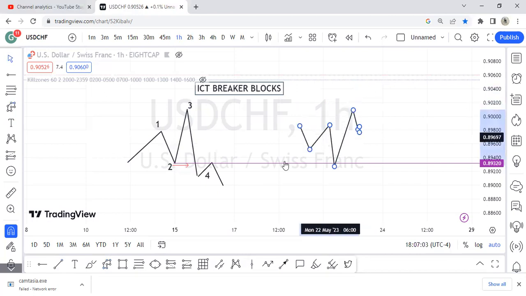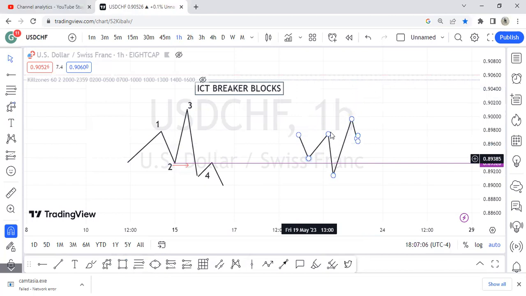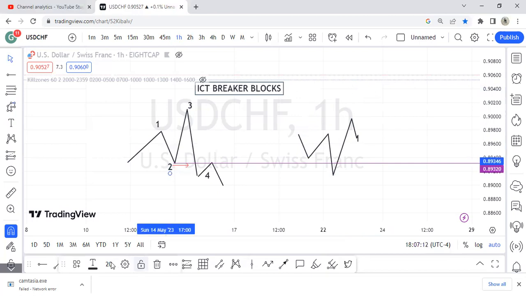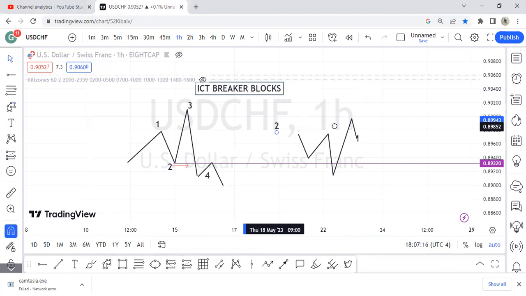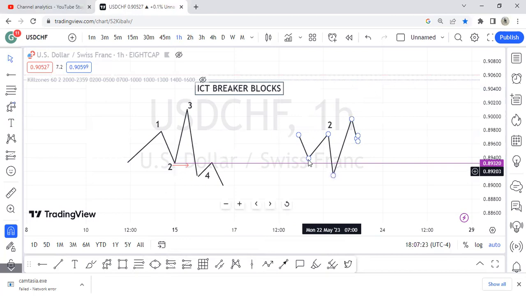So we remember that we have one. This is point one, this is point two, this is point three, and this is point four. Remember this, we're just paying attention to point two. That point two, at this point here, is where smart money does what? They sold this market, right? They take out this low.